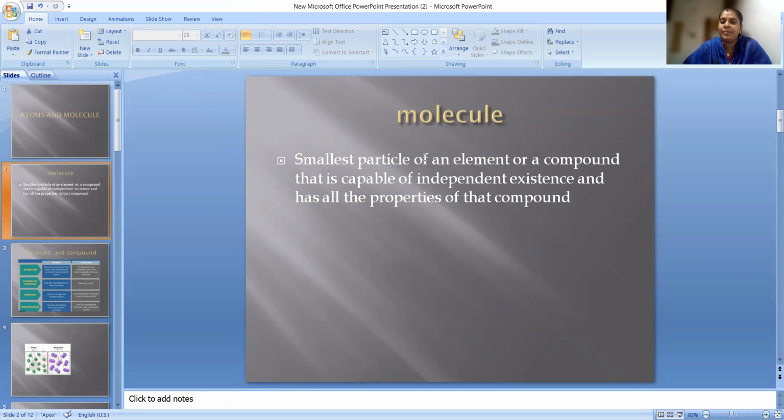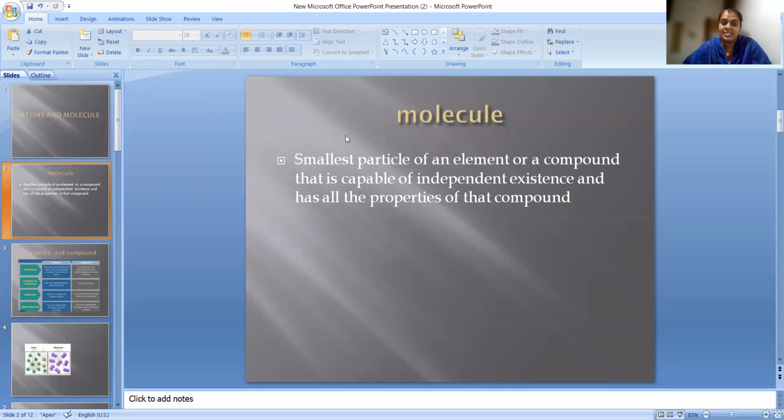It is the smallest particle of an element or a compound. If you take a compound, like a glass of water, it is full of H2O molecules. All the H2O molecules are stable also, and at the same time all of them have the same properties as water. So that is what they are explaining: the smallest particle of an element or a compound that is capable of independent existence. That molecule must be stable and has all the properties of that compound. All the water molecules present inside have the same property as water.